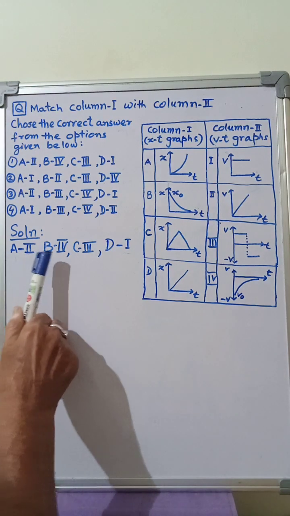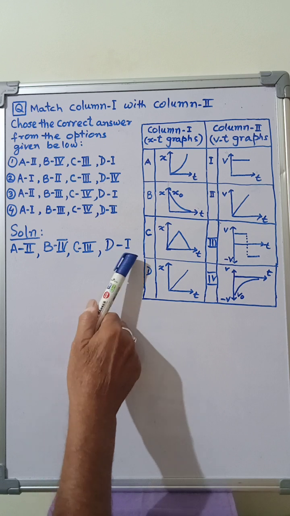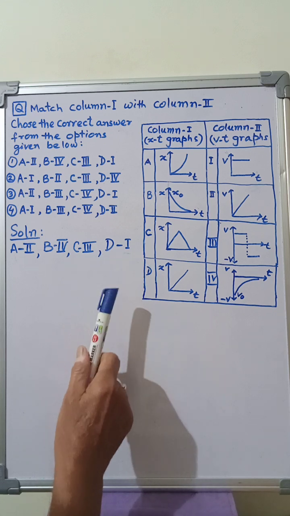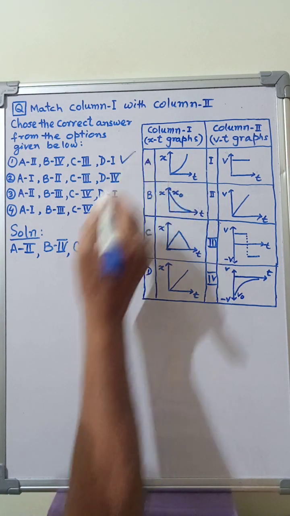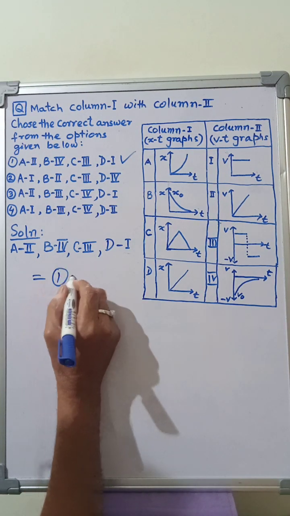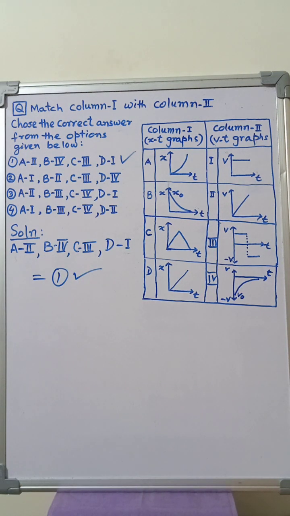So, A2, B4, C3 and D1, this is the answer to the question, and the correct option is 1. 1 is the correct option. This completes the answer to the question.